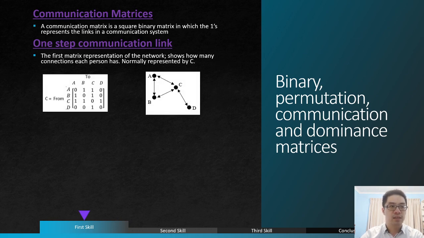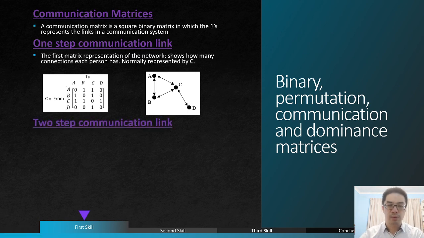So something like this. As you can see here, A can talk to B, A can talk to C. So from A to B, there's one connection. From A to C, there's another connection. There's no connection from A to A, and there is no connection from A to D. Hence, there's a 0 there, and so forth.